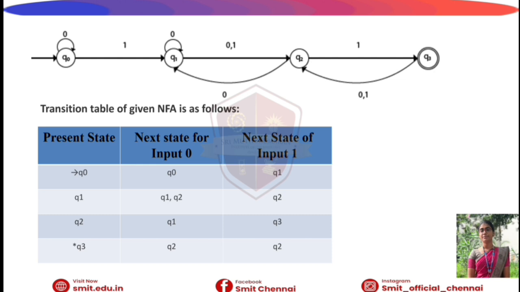Q0 accepts 0 and goes to Q0. Q0 accepts 1 and goes to Q1. Q1 accepts 0 and goes to Q1. Q1 again accepts the input 0 and goes to Q2. Similarly, we will write for Q2 and Q3.